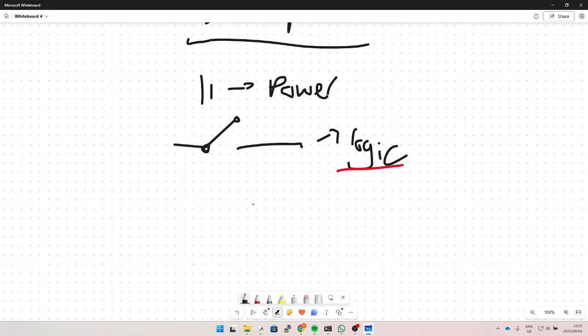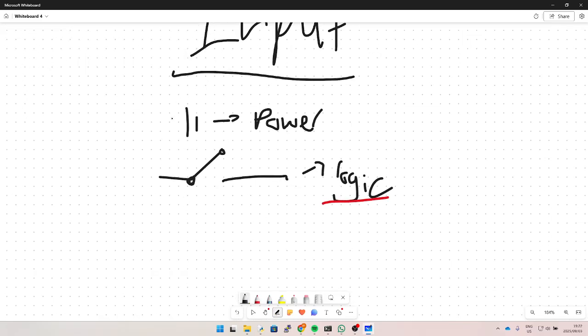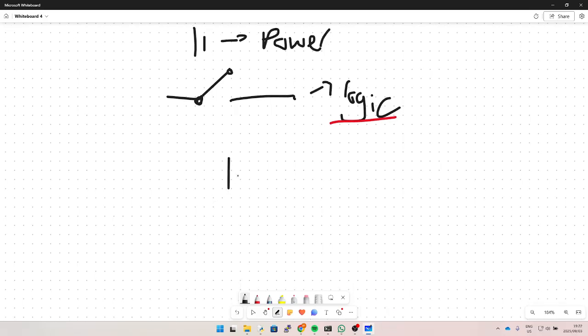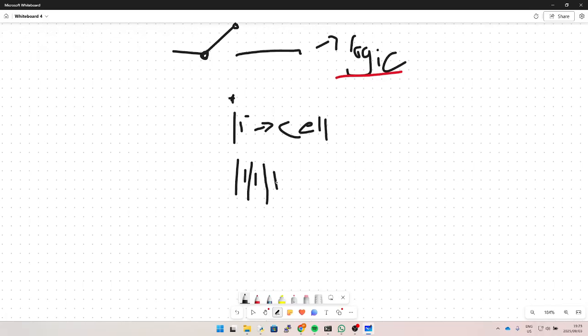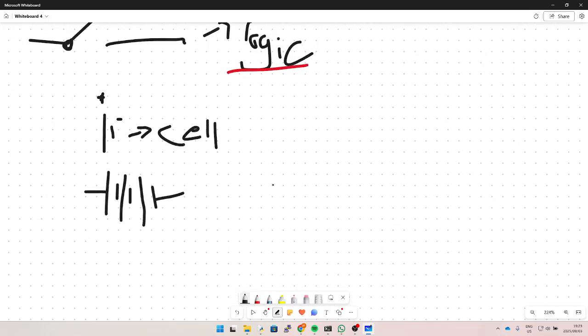Now, power. Power can be your normal cell. Cell meaning one. This is a cell, and this is your positive terminal. The longer one is your positive terminal, and the shorter one is your negative terminal. A battery consists of many of these cells. This is just the simple stuff I'm going through. It does the exact same thing as a cell, except it's multiple.